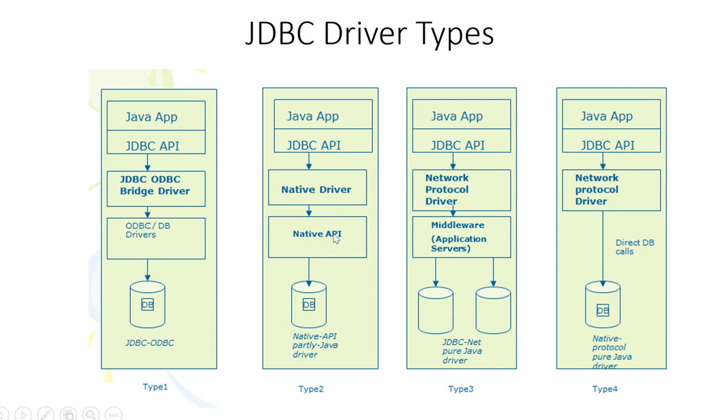This driver converts JDBC calls directly to the database specific native code. It was usually written in C and C++ languages. It's somewhat faster than type 1 because there is only one layer of translation. Actually, type 1 has two layers, one is JDBC as well as an ODBC layer. But in the case of type 2, it has only one layer. So that's why it's a little bit faster than type 1.